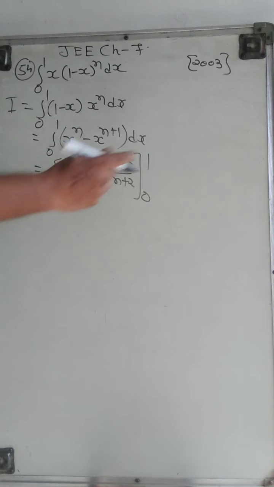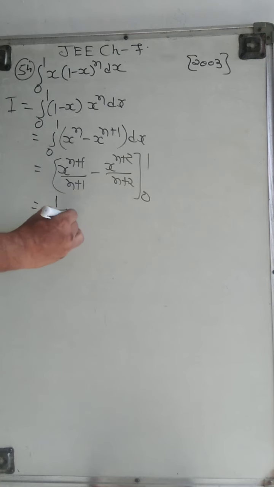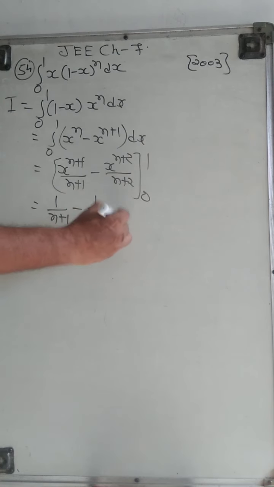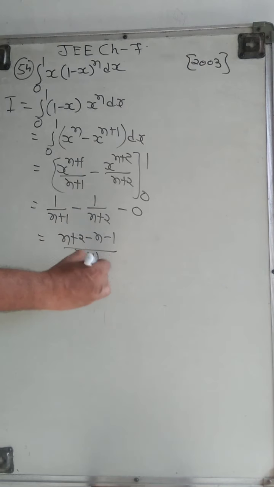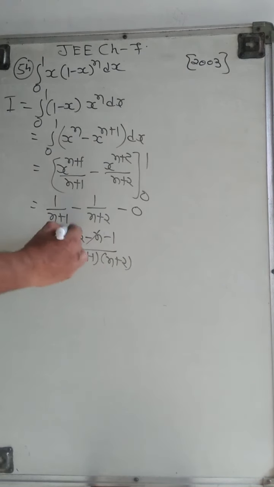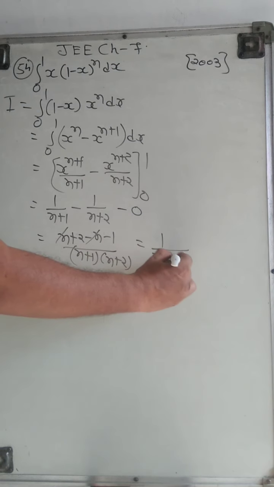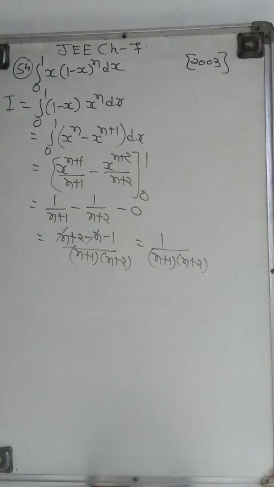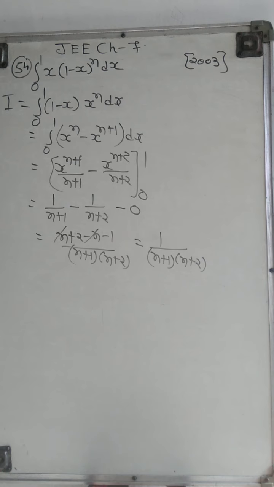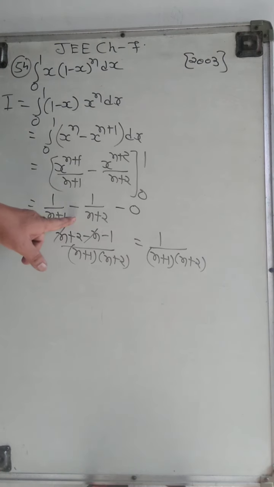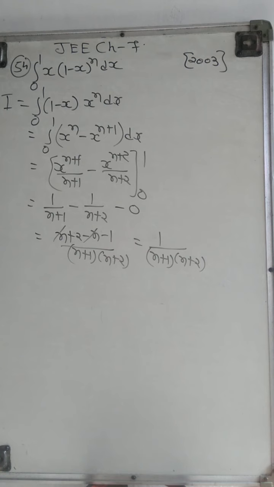From 0 to 1. When we put 1, we have 1 upon n plus 1 minus 1 upon n plus 2, and when we put 0, our answer is 0. So n plus 2 minus n minus 1 upon n plus 1 and n plus 2, which is 1 upon n plus 1 into n plus 2. So this way we can find our answer, which is 1 upon n plus 1 into n plus 2, or the earlier form. Both are accepted answers, right?